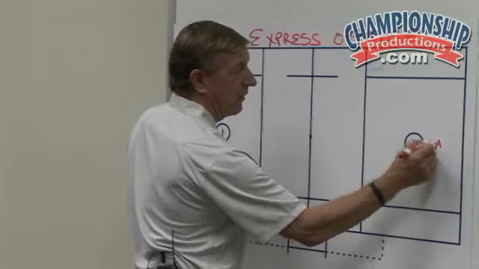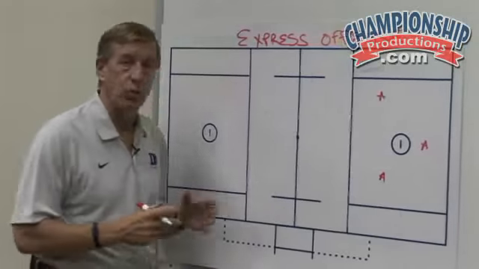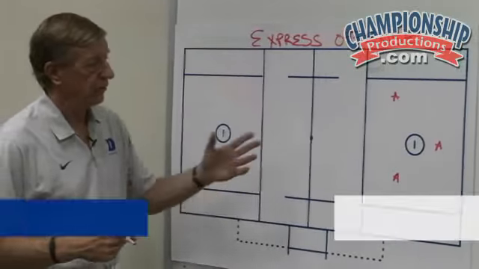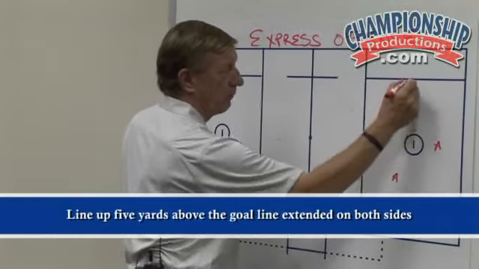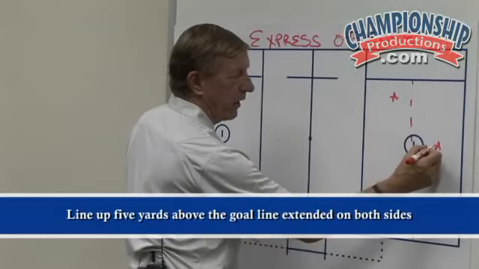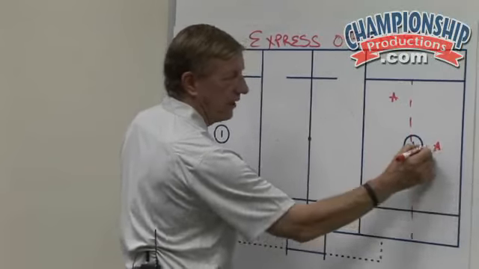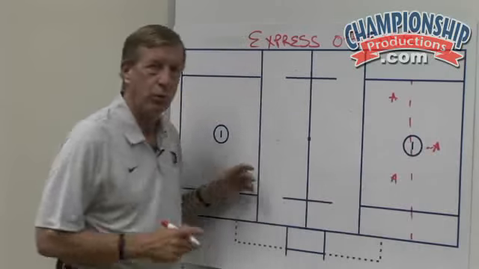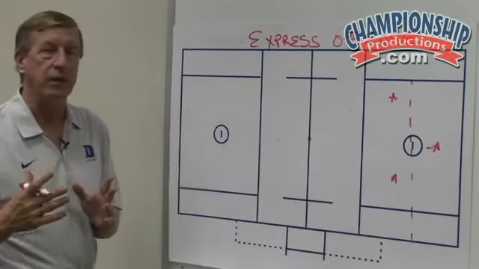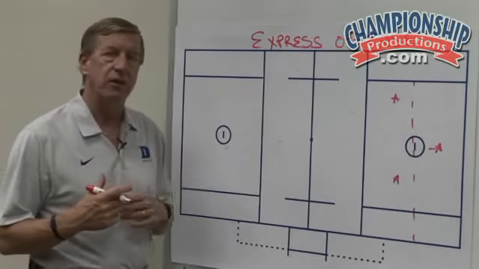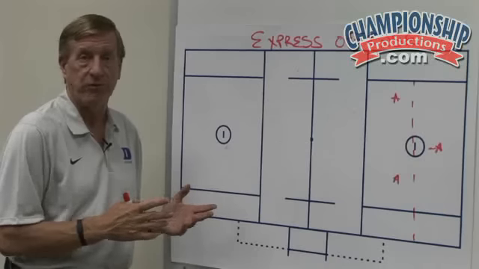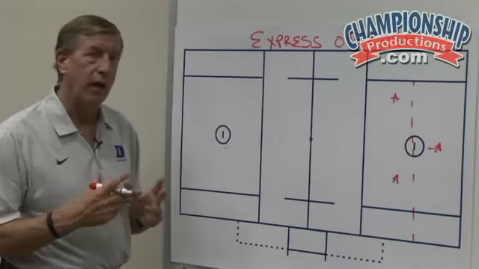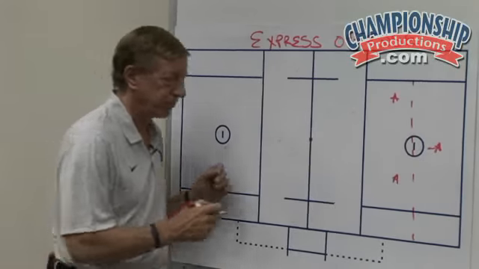The 3 attackmen line up wide so we can use a lot of the field. Remember, we want to line up 5 yards above the goal line extended on both sides, both attackmen. And then we teach our 3rd attackman to hang around the crease. We don't want them being too deep, because if you're too deep, it's easy for a defenseman to run out and play him or to slow play him if that's what the defense wants to do. So we want to hang around and always be a threat.